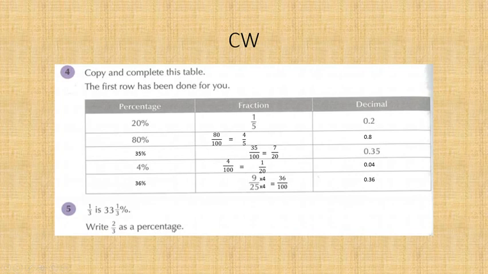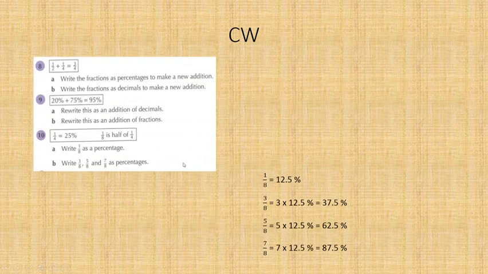It's going to be, yes, 33. The double of 33 is 66. And double of 1 over 3 is 2 over 3. And then put the percentage. Okay, let's go for question number 8.